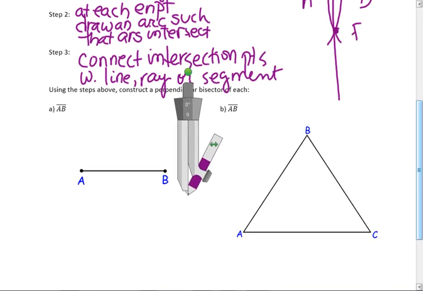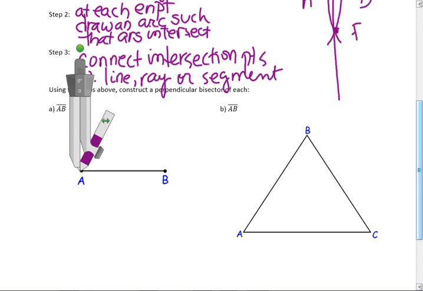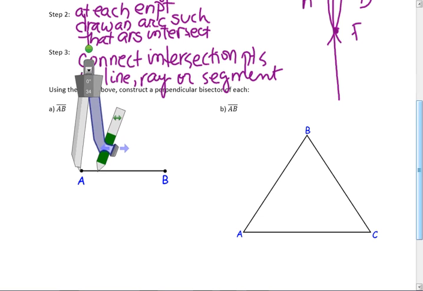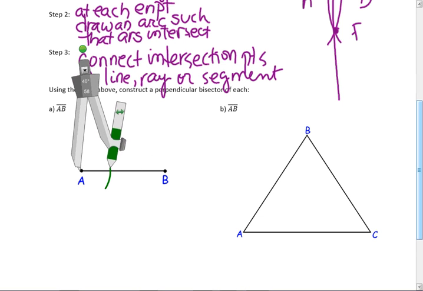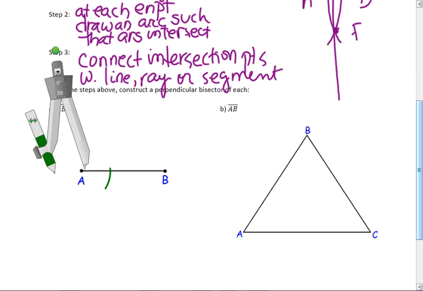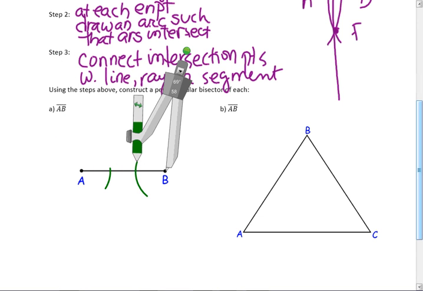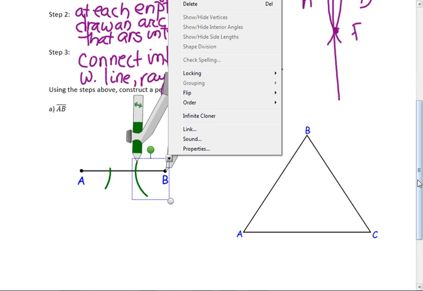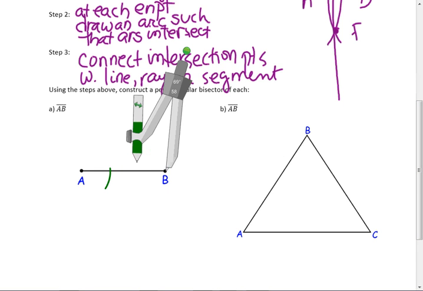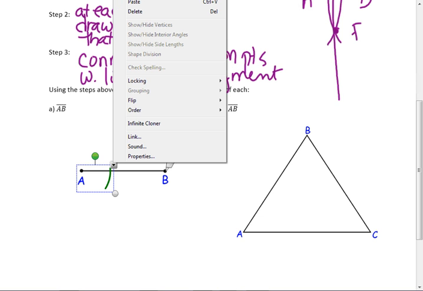Okay, I think I want to change the color. Let's make it green. Now, if you open this and it's less than halfway, and you make your arc here, and then I have to flip this over and put it at the other endpoint, and I make a similar arc, are they going to intersect? No. So that's a problem. So you have to make sure that you actually open the compass setting so it's bigger than half the distance.